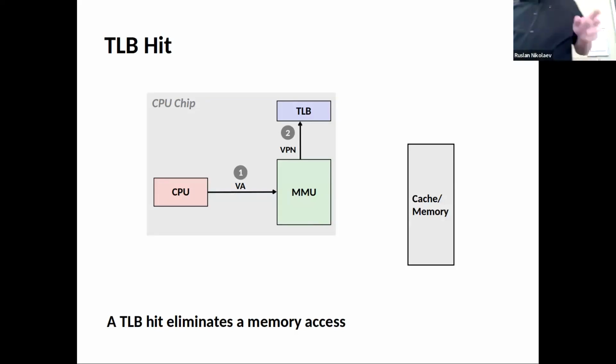So, okay, let's look at the TLB hit. So now we have the CPU chip, right? In the CPU chip, you have the CPU, the memory management unit, and the TLB. So the virtual address is issued to the memory management unit. At that point, the memory management unit extracts the virtual page number, and effectively we just talk about the TLB. That's just two components, the TLB index and the TLB tag, right?